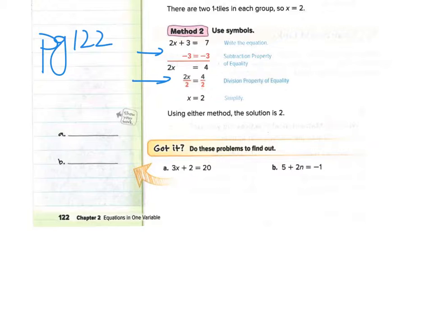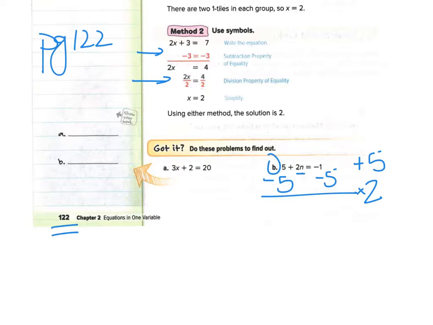I'm going to skip the Got it A because that one's fairly simple, and B is a little bit more complicated. Taking a look at Got it B, still on page 122, we need n by itself. In order to get n by itself, we need to get rid of plus 5, because 5 is positive, so that means it's added, it's not being multiplied or divided, and then times 2. We're going to undo the plus first. So I'm going to subtract 5 from both sides of the equation.